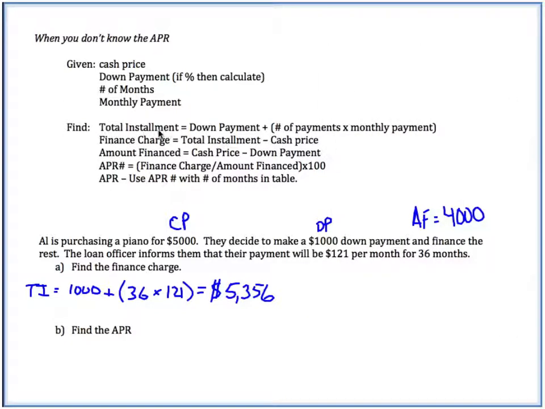Okay. Now, if we want to find the finance charge, it's going to be the total installment price minus the cash price. So to find the finance charge, we're going to take our 5,356 and subtract the cash price of $5,000. Okay, we can see that's going to be $356.